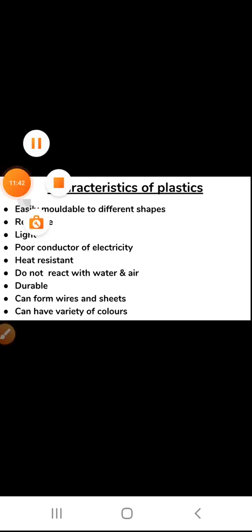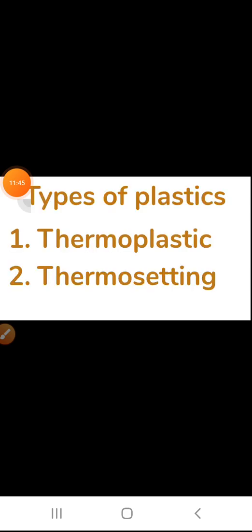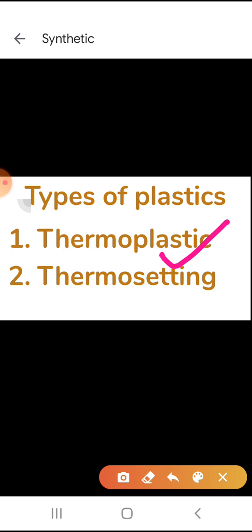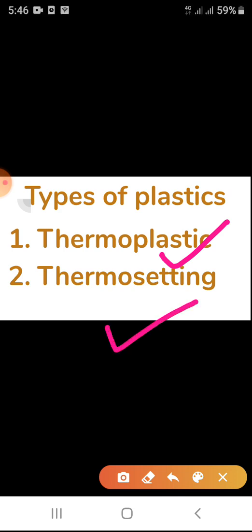Now let's move to the next slide. Next slide is about types of plastics. Here in the fifth property we have discussed one thing, heat resistance. There I told you we are having many types of plastic. We are having two types of plastic basically, children, in which we can categorize the plastic. First is thermoplastic and second is thermosetting. So both are having different properties. I will show you with the help of an activity. Let's discuss that.